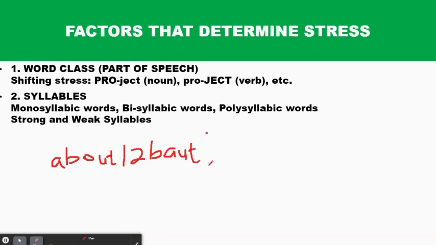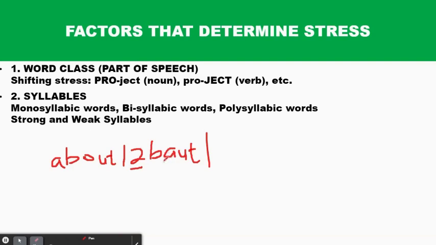Now, this is a schwa sound. It is the most frequently unstressed vowel sound in the English language. In most cases, this is unstressed, so any syllable that contains this is usually a weak syllable.